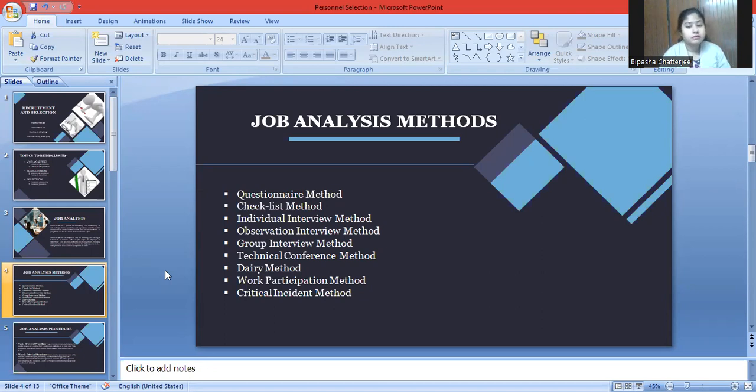Technical conference method, asking experts, referring to the anecdotes that experts share in that field. Diary method, work participation method, critical incident method. So these are some of the ways in which we can get detailed information about a particular job, which helps us IO psychologists or the management understand the requirements of the particular job. In that way, they are going to put benchmarks while they are inviting people for recruitment.